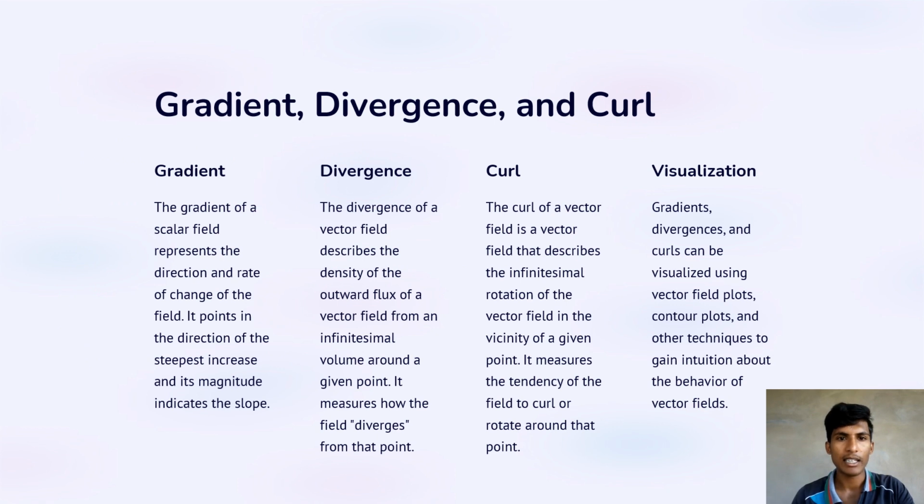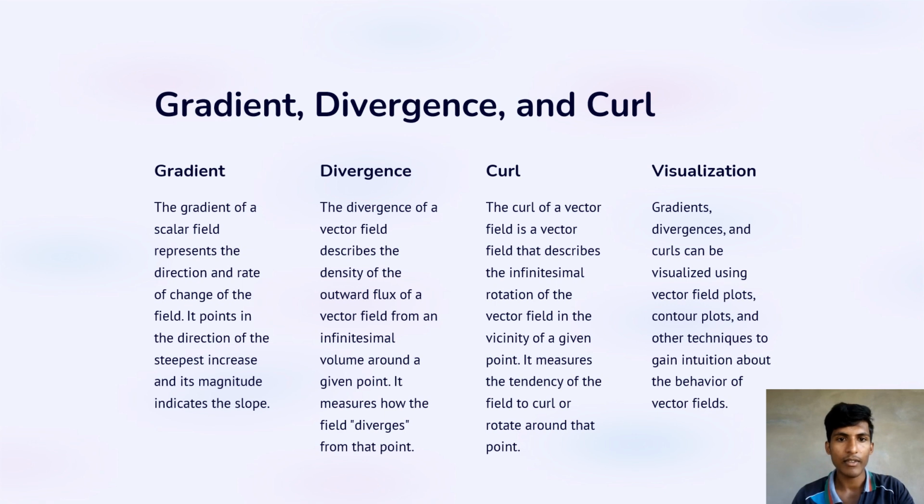Gradient, divergence, and curl. Gradient: the gradient of a scalar field represents the direction and the rate of change of the field. It points in the direction of the steepest increase, and its magnitude indicates the slope.